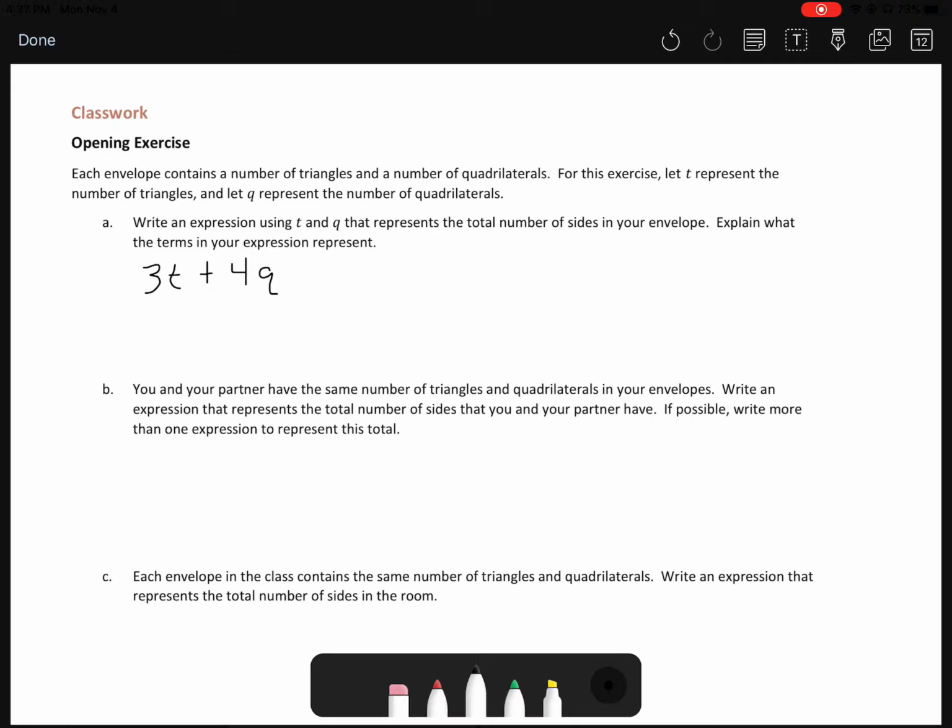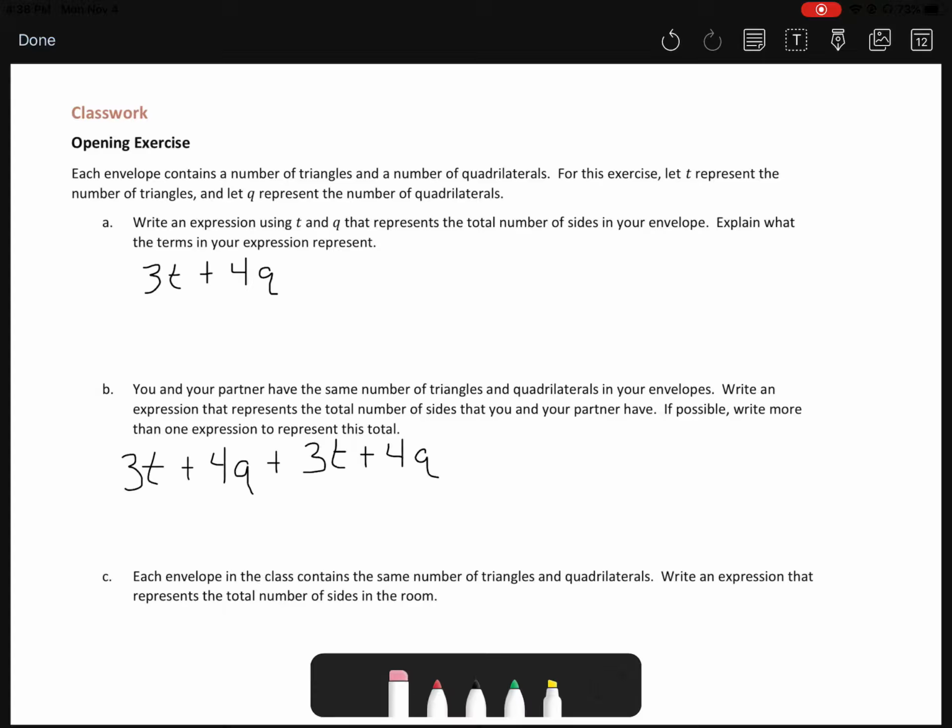So the first thing that we can do is, we're just going to say me and my partner have the same amount of triangles and quadrilaterals in our envelope. I would have 3T plus 4Q in my envelope. That's the expression that we've already discovered. And I would just write the same thing again, 3T plus 4Q for the other envelope.